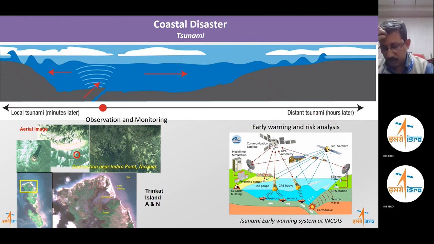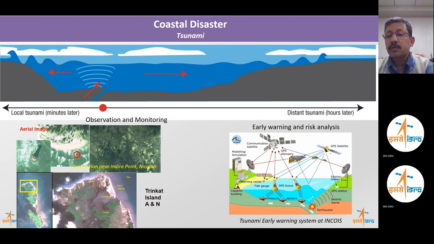Then we have the coastal disasters like tsunami. Tsunami is basically an underwater earthquake which causes a ripple on the surface of the earth. And when it moves to the coast, it causes huge waves, which leads to a lot of devastation. So using satellite-based observation, we can identify and monitor the destruction caused due to the tsunami. But more than that, space technology helps a lot in developing an early warning and risk analysis system.